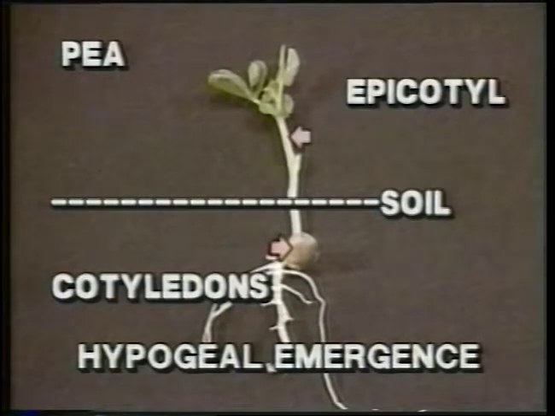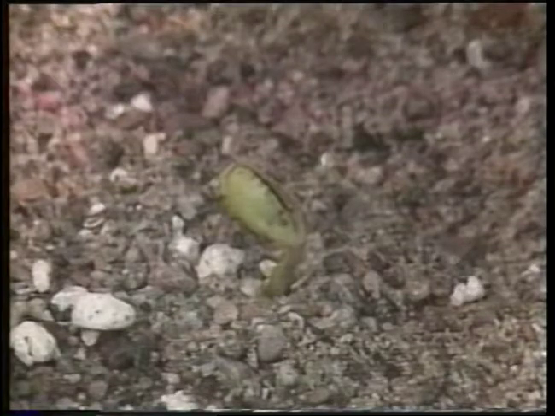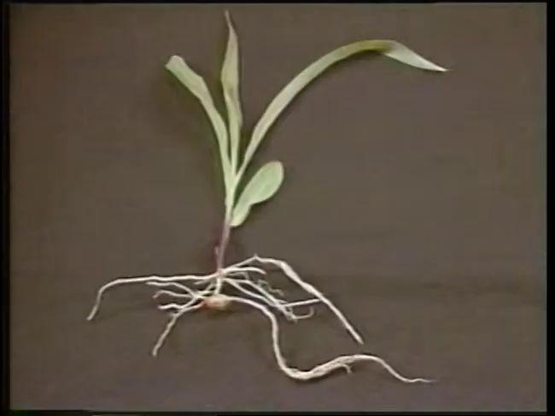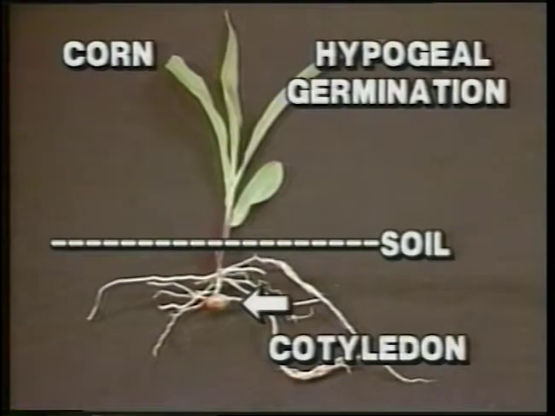Additionally, the epicotyl elongates and pushes the growing point above the soil surface, effecting emergence. Remember, most legumes have epigeal emergence, in which the cotyledons are pulled above the soil surface during germination. However, grasses, such as corn and small grains, and certain legumes, have hypogeal germination, in which the cotyledons remain below the soil surface.